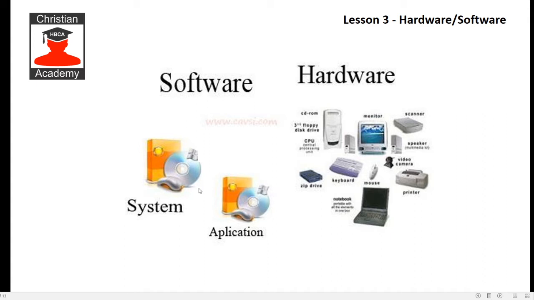And as you can see on the screen there, you're looking at your system, like your operating system, and then you're looking at your applications, like Microsoft Word, CorelDRAW, Photoshop, or anything like that. That is an application that you load. And then you've got your system, which is your operating system, and we'll talk about that a bit more later. But say, for instance, Windows 10.